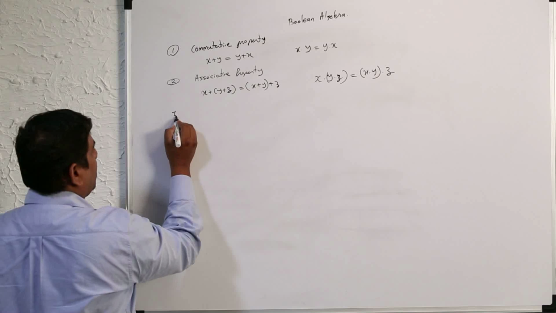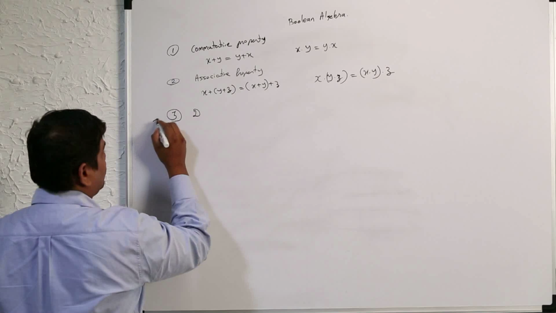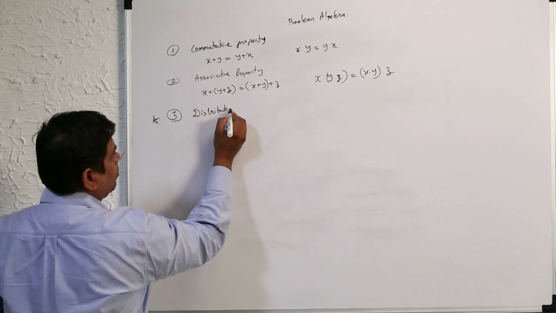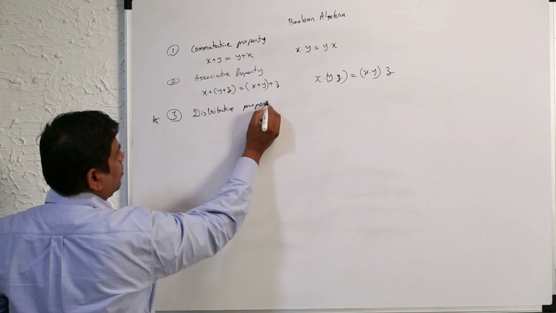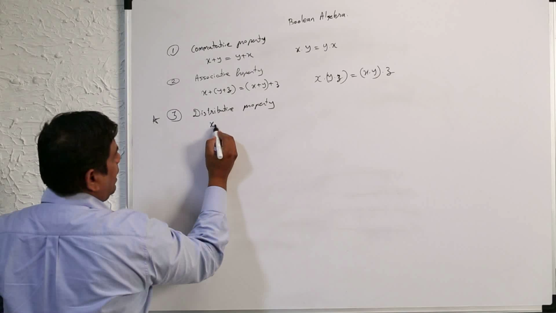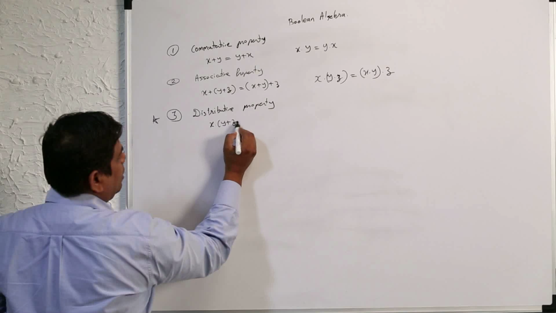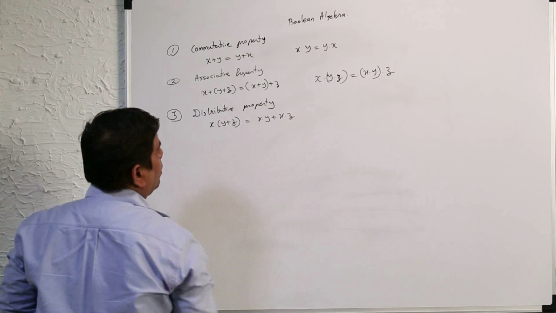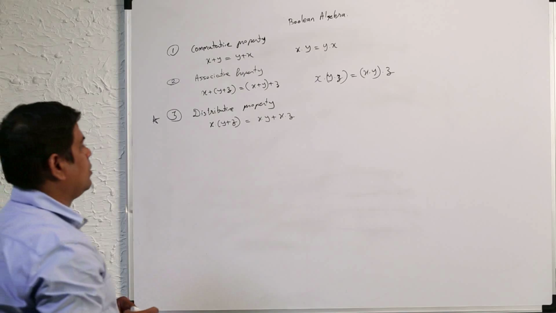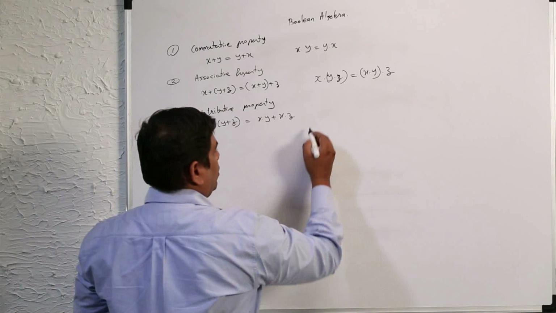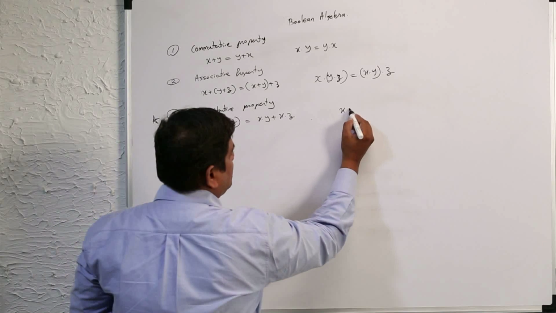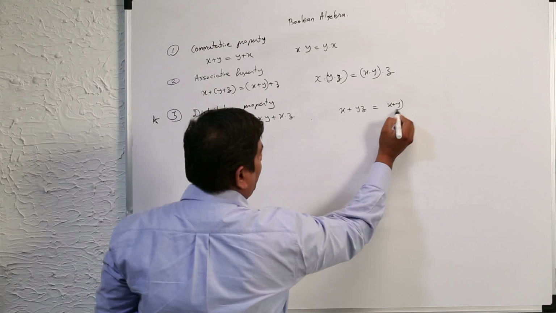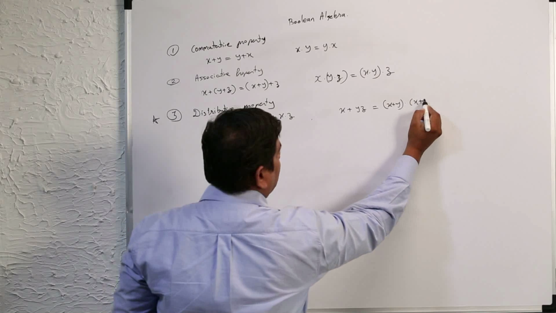Let us see the third one called distributive property, one of the most important properties. It says x dot (y plus z) is x dot y plus x dot z. And the next one is a very important one. It says x plus yz is the same as (x plus y) dot (x plus z).